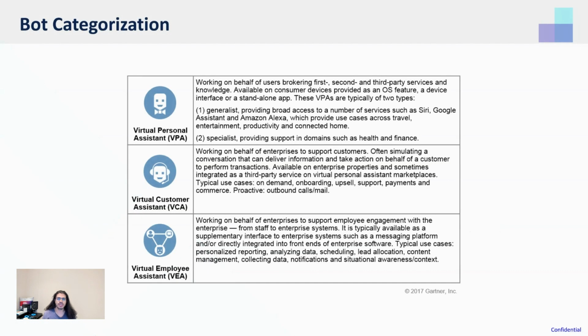The first step we need to understand is what are the types of bots. Bots are generally categorized into three types: virtual personal assistants, virtual customer assistants, and virtual employee assistants. Virtual personal assistants are things like Siri or Amazon Alexa or Google Assistant that generally are very generic in what they do. Virtual customer assistants or VCAs and virtual employee assistants or VEAs are more specific and usually trained with a specific model that is trained based on the data that the organization has, either for customers or for employees.